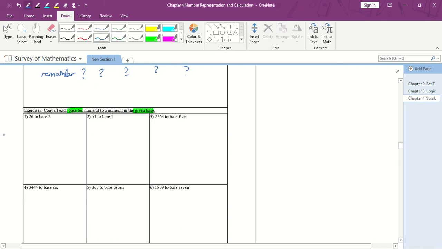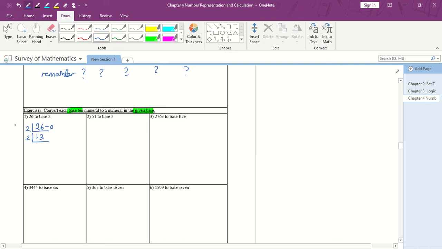Now we are converting from base 10 to a given base. When you look at the first question, it says 26 to base 2. Remember how we divide? 26 divided by 2, what is the answer? We know it is 13, right? And 13 times 2 is equal to 26. Do we have a remainder here? No, because it's exactly 26, so we know there's 0 remainder here. And let's divide 13 by 2. So what is the answer?